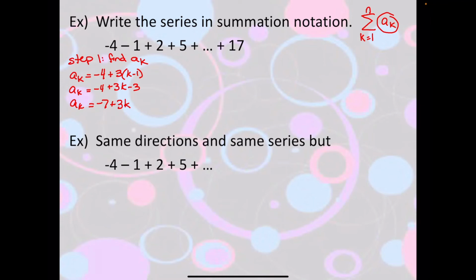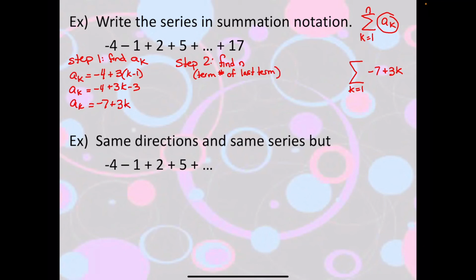So I'm going to distribute and then combine like terms. All right, so far in my summation notation, I have my a sub k, my equation for my sequence. And I know I'm starting at k equals 1. The only thing left is to find n. And n is where you're stopping. So n is the term number of your last term.